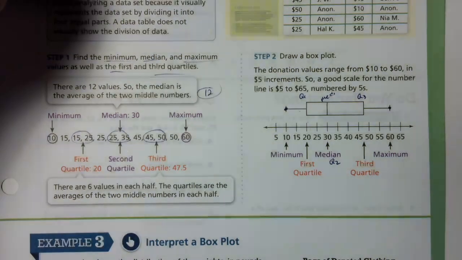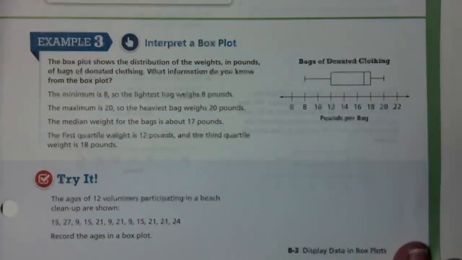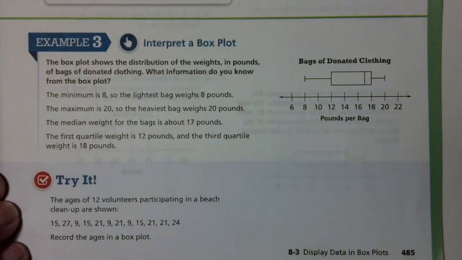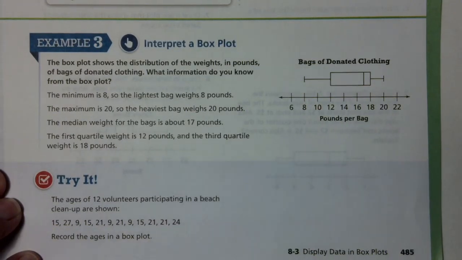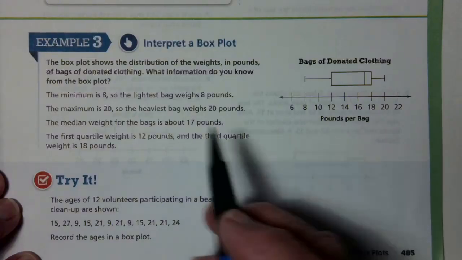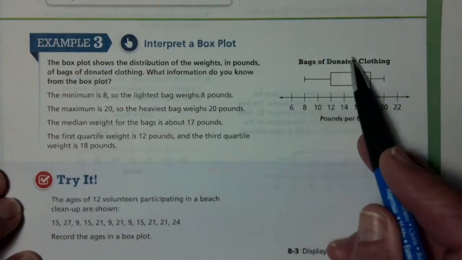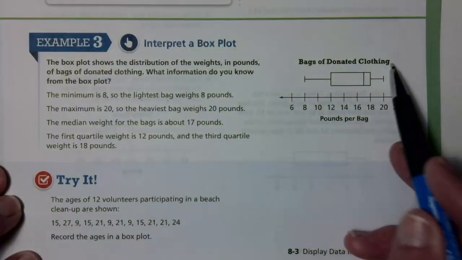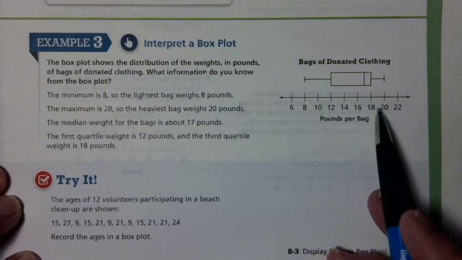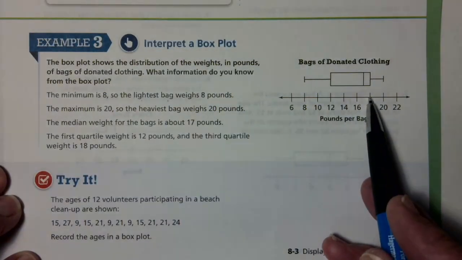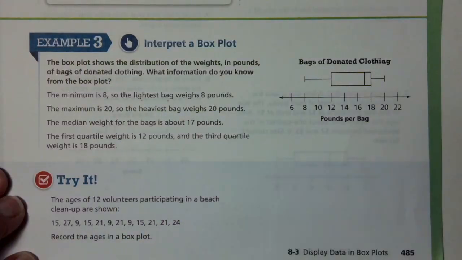Example 3. We actually get to do one. The box plot is there. Now they're going to ask us some questions. The minimum is 8. So the lightest bag, how do I know it's a bag? Well, you always have to name it. Bags of donated clothing, and this is pounds per bag. So this means there's 8 pounds, 12 pounds, looks like 15 and 18 and 20. Okay, so the minimum is 8, so the lightest bag weighs 8 pounds.